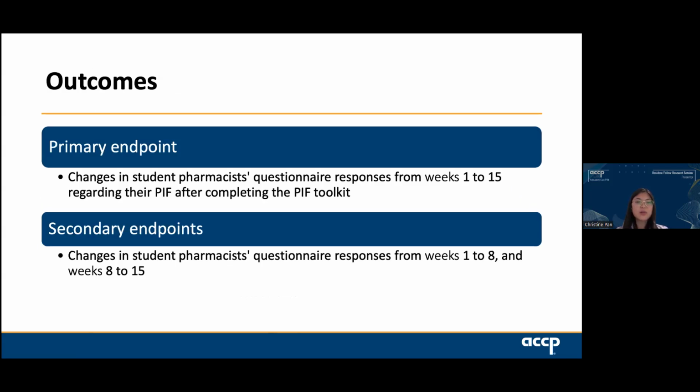For outcomes, the primary outcome is to look at the change in student pharmacist questionnaire responses from weeks 1 to 15 regarding their PIF after completing this toolkit. And secondary endpoints look at changes in their questionnaire responses from weeks 1 to 8, and then weeks 8 to 15.